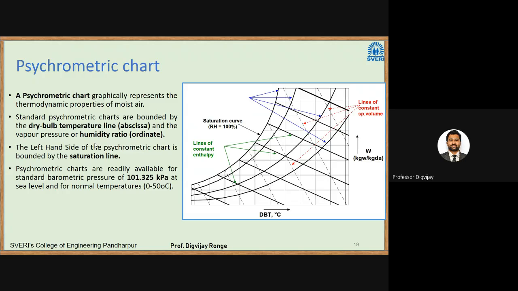On that psychrometric chart, if you select any point, that point will give you all the details of the psychrometric properties like dry bulb temperature and wet bulb temperature.